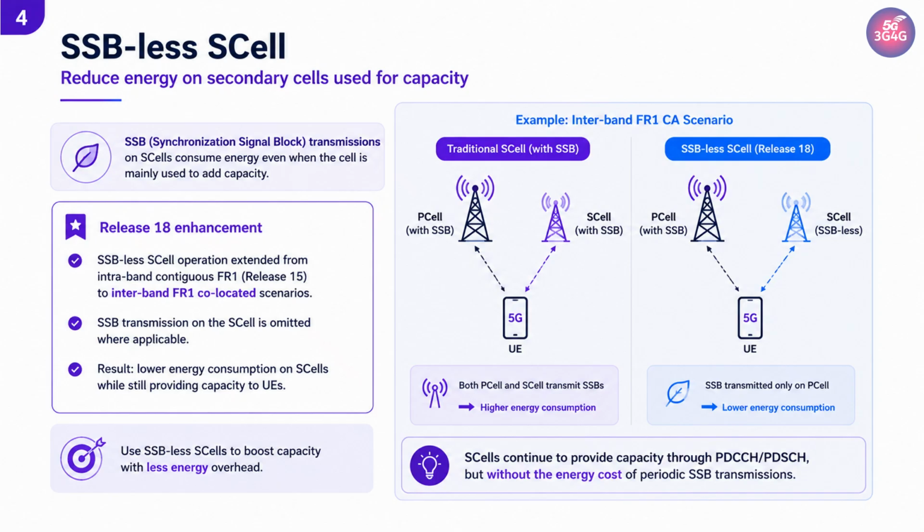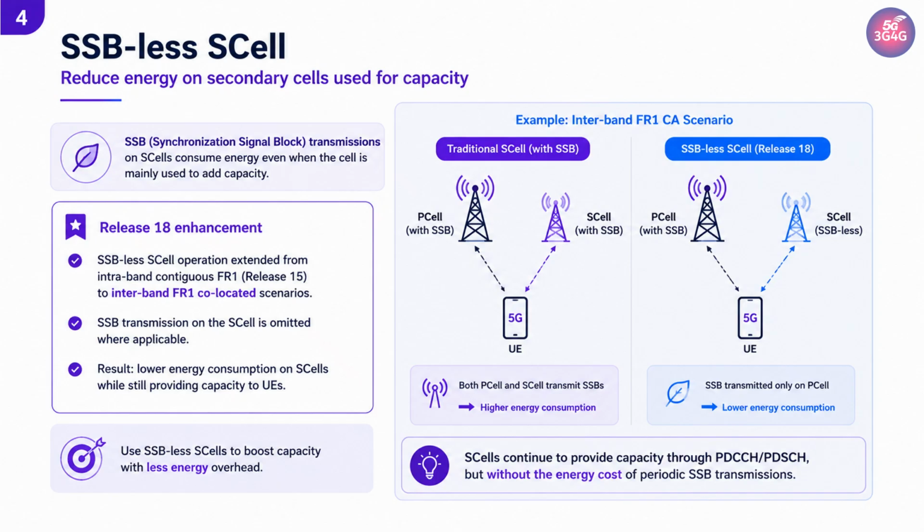In carrier aggregation, a secondary cell is often used mainly as a capacity booster. The primary cell provides the main coverage and mobility anchor, while the secondary cell adds extra capacity when needed. The energy issue is that a secondary cell may still need to transmit periodic synchronization signal blocks, or SSBs, even when it is not carrying much traffic. Those SSB transmissions consume energy.